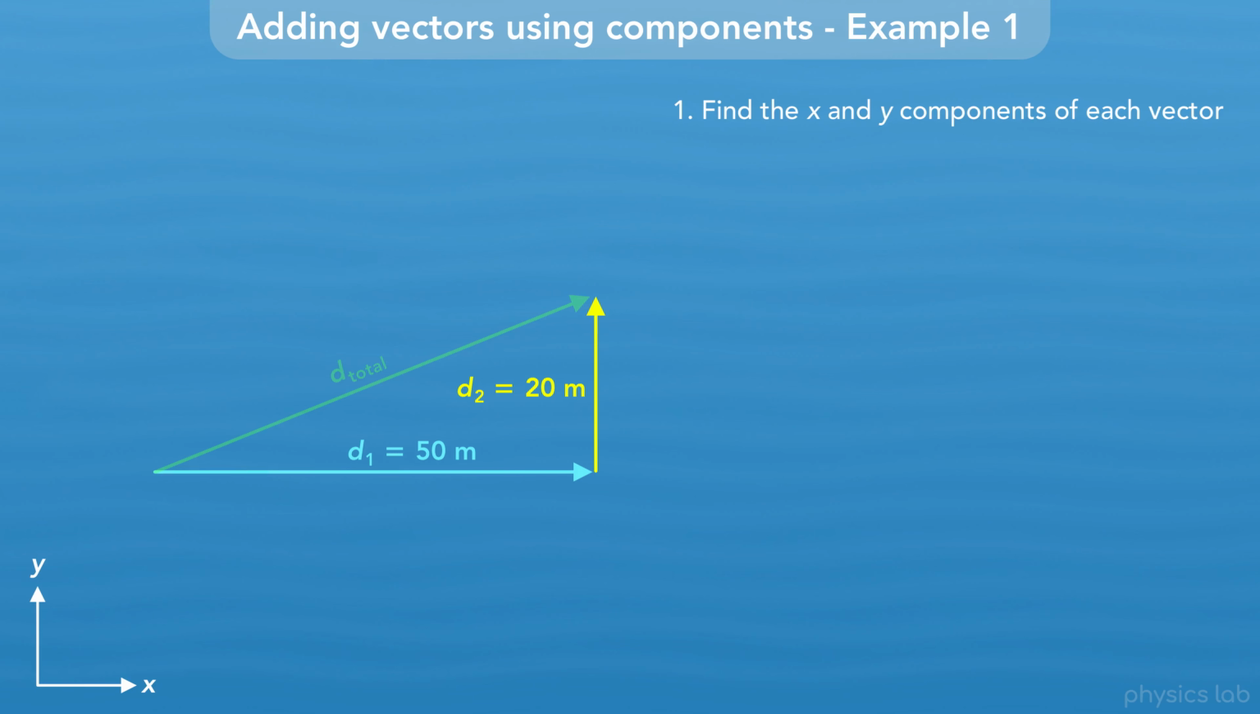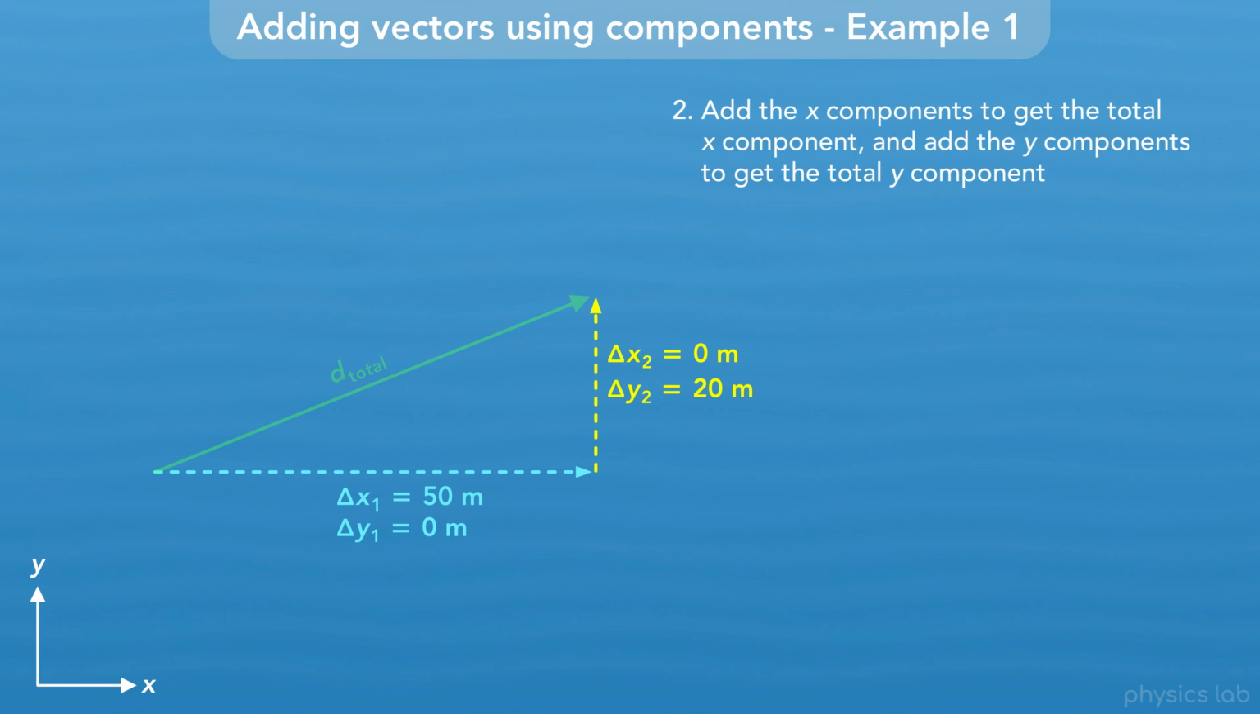First, let's find the components of d1 and d2. d1 is pointing directly in the positive x direction, so delta x1, the x component, would be 50 meters, the same as the vector itself. d1 doesn't have a y component because it's parallel to the x-axis, so delta y1 would be 0. d2 is pointing in the y direction, so delta y2, the y component of d2, is 20 meters. d2 doesn't have an x component because it's parallel to the y-axis, so delta x2 is 0.